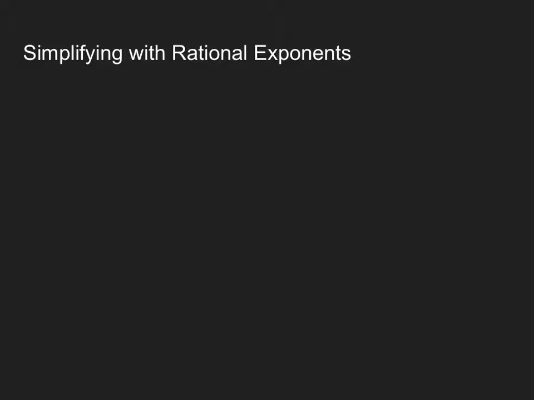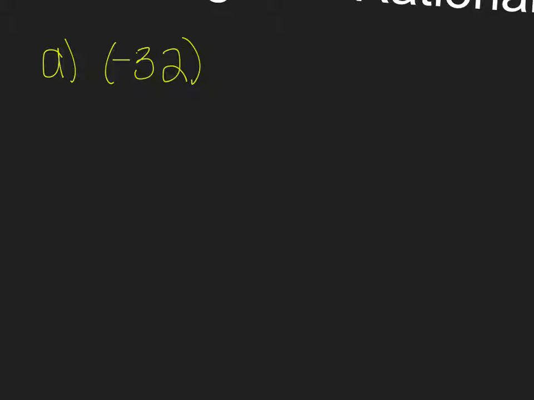Let's take a look here at simplifying with rational exponents. So the first thing that we can do is take a look at example A. Example A says negative 32 raised to the negative 4/5 power. Remember here that the numerator of your fractional exponent is the power, and your denominator is the index.